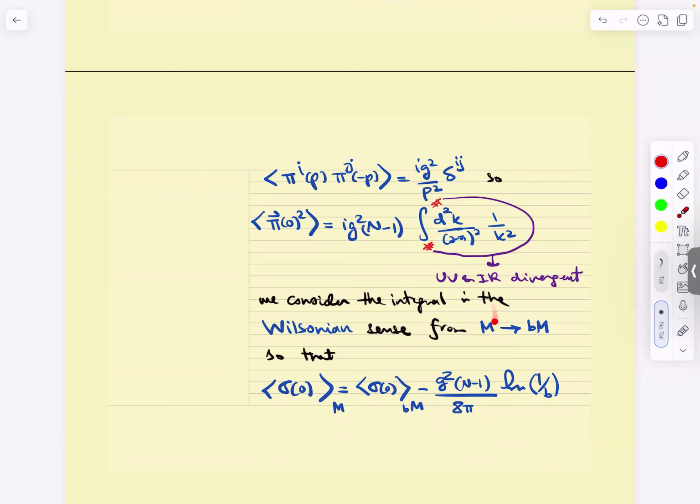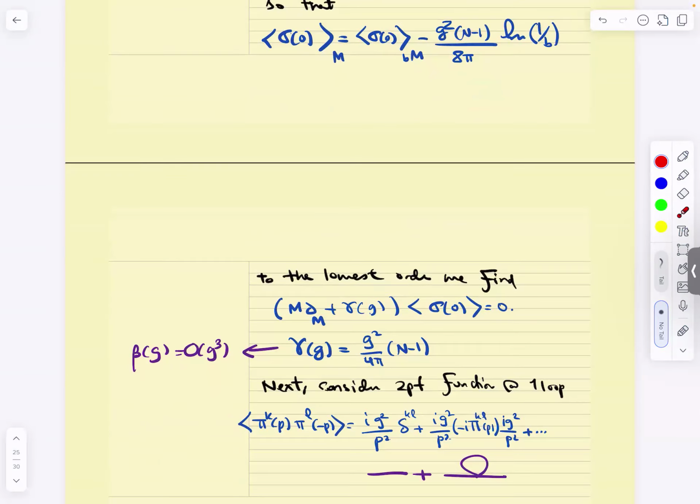So let's say we have some M and change it to b. So let's do an infinitesimal integration in momentum, shift in momentum. And then we find that whatever the 1-point function of sigma is at scale M, at some lower scale, it will run by this much. All right. This is enough for me to write down to the lowest order Callan-Symanzik for this 1-point function. So M d/dM of gamma of g is this. I can take M d/dM because it's b d/db of this, and I find gamma is g squared over 4 pi times n minus 1.